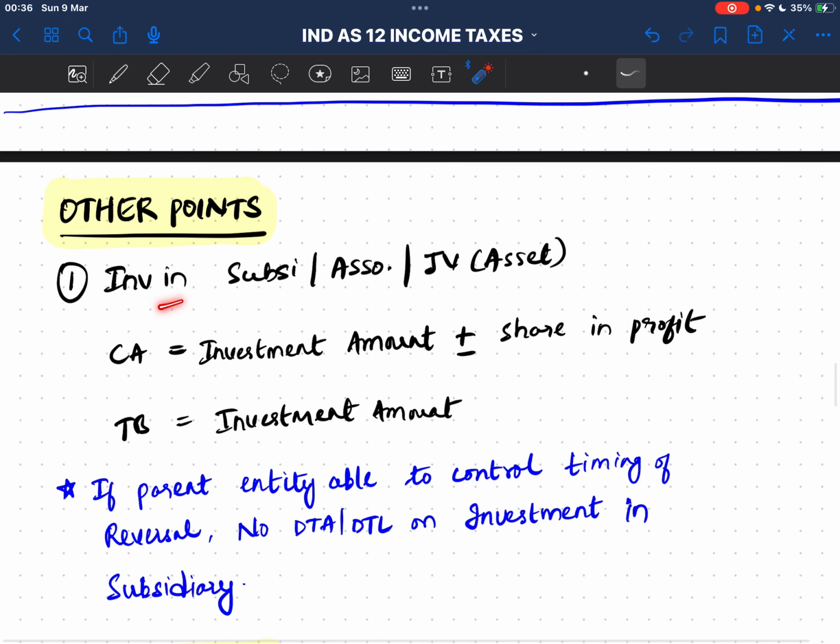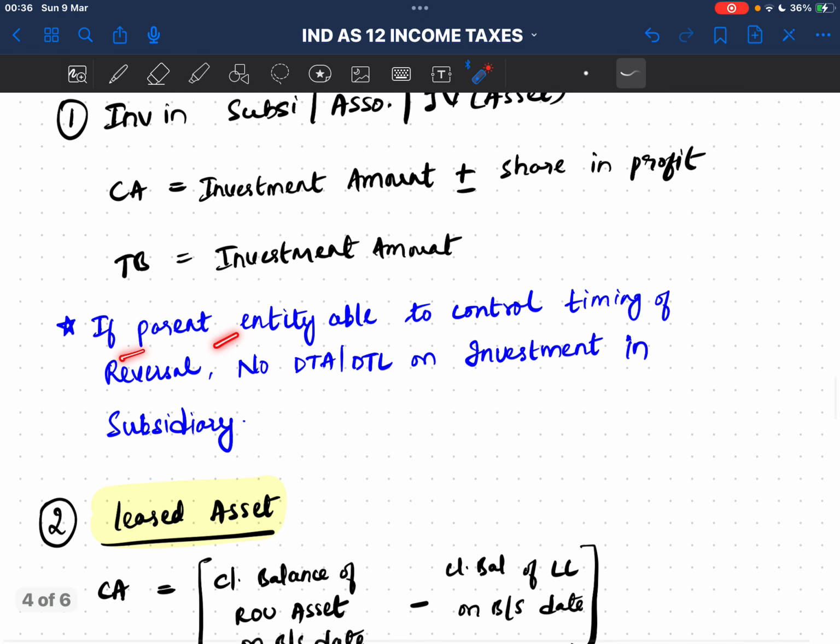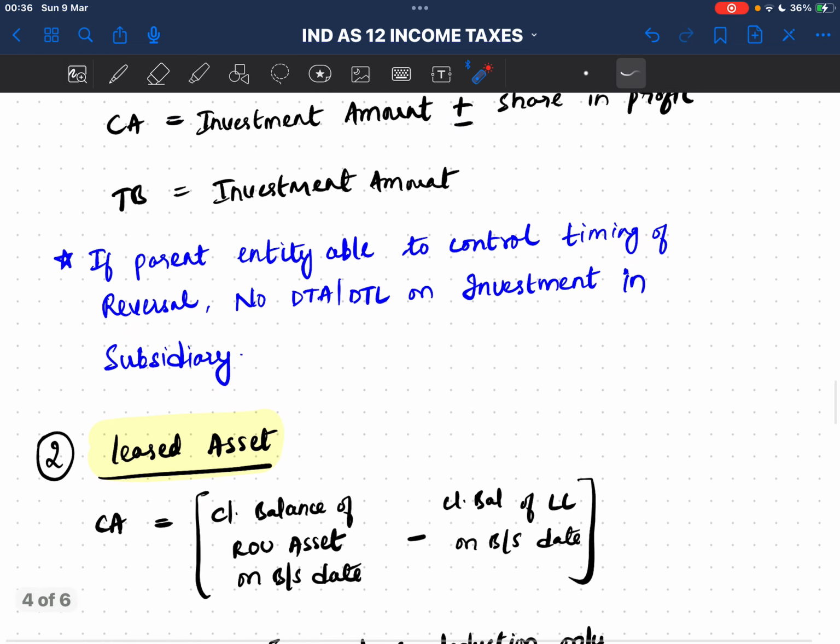Other points: investment in subsidiary, associate, joint venture. Asset carrying amount is equal to investment amount plus or minus share in profit. Tax base is equal to investment amount. If parent entity is able to control timing of reversal, no DTA DTL on investment in subsidiary.